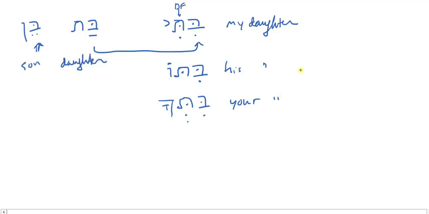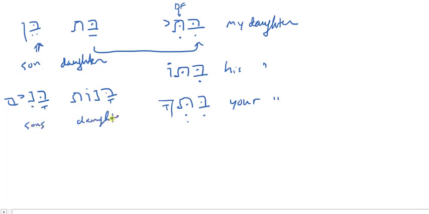Now let's talk about the plural form of son and daughter. You remember the plural of bane is banim. Okay, banim. The plural of daughter is banot. Okay, you see im and ot. Banim are plural male sons, and banot are plural female sons, known as daughters. Okay, so sons and daughters.